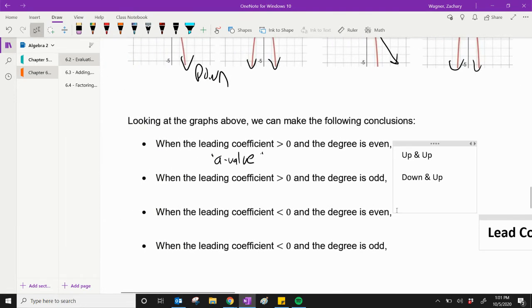Next is when your leading coefficient is negative and the degree is even. This is just like a quadratic flipped, down and down. Lastly, leading coefficient is negative and the degree is odd. You start up and then you move down. Copy this down or move on.